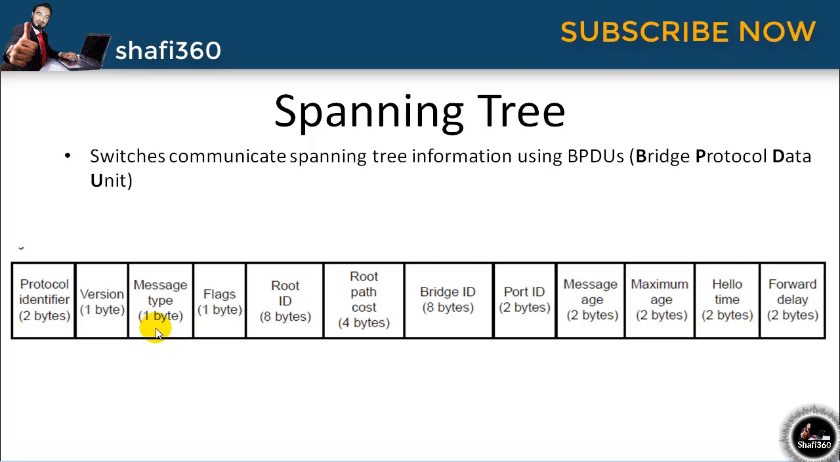We also have fields that tell the receiving switch, here's who I think the root is, and this can be me, or it can be whatever other bridge or switch out there that actually is the root of spanning tree. It has a field to tell you how many hops or what's the path cost to get to the root. Here's my bridge ID, here's who I think I am, and here's the port that I'm connected to you on. You also have fields for the maximum age and the hello timer and the forward delay, as we discuss elsewhere in the course.